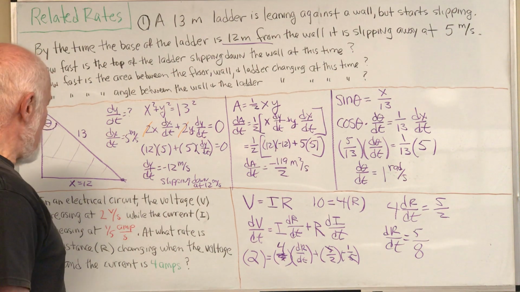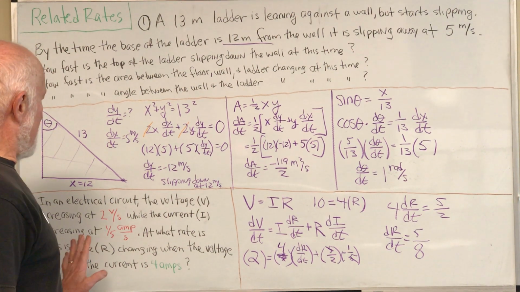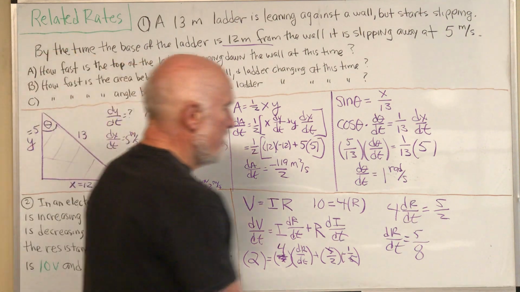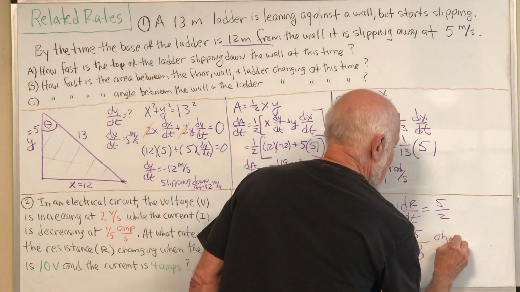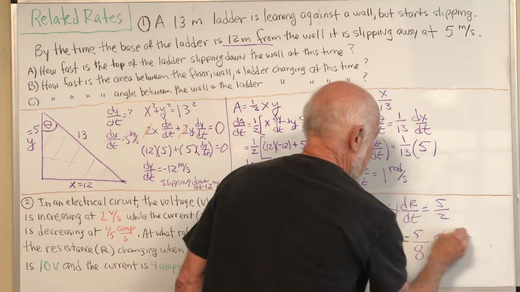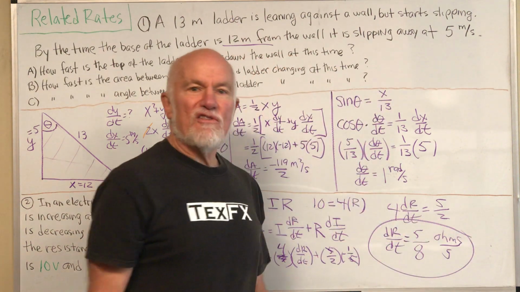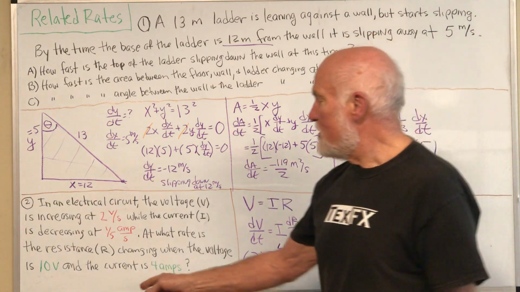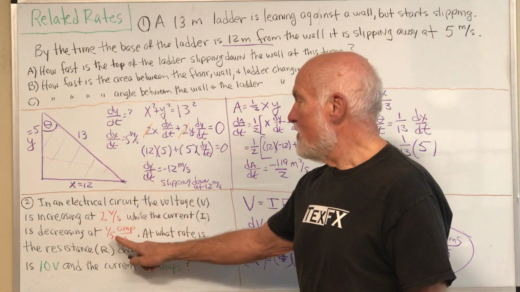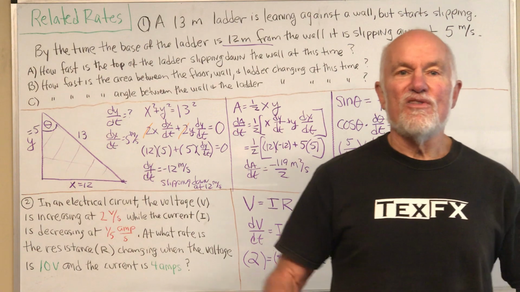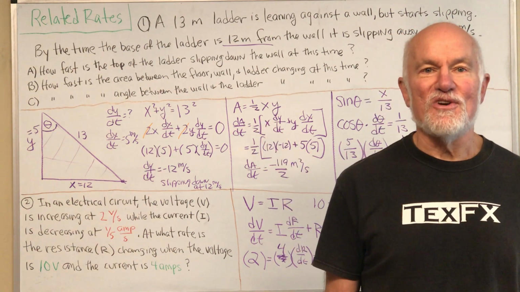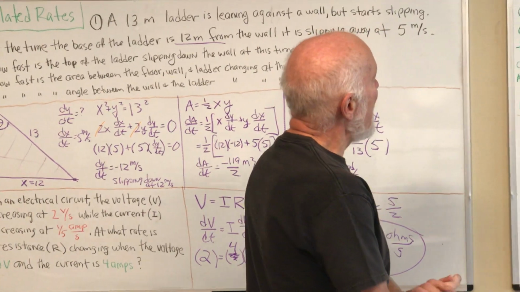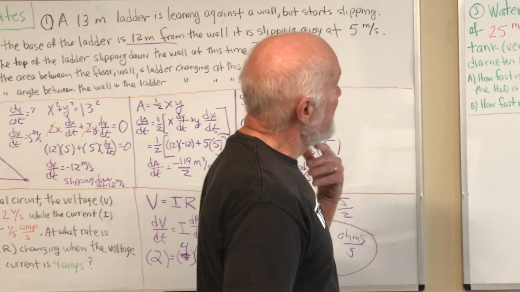And what would the units be? If you know electrical circuits, resistance is in ohms. So this would be ohms per second. And that would be how fast the resistance at that point would be getting larger. The voltage is getting larger, the current is getting smaller, and the resistance is getting larger. So good. Let's try another one.